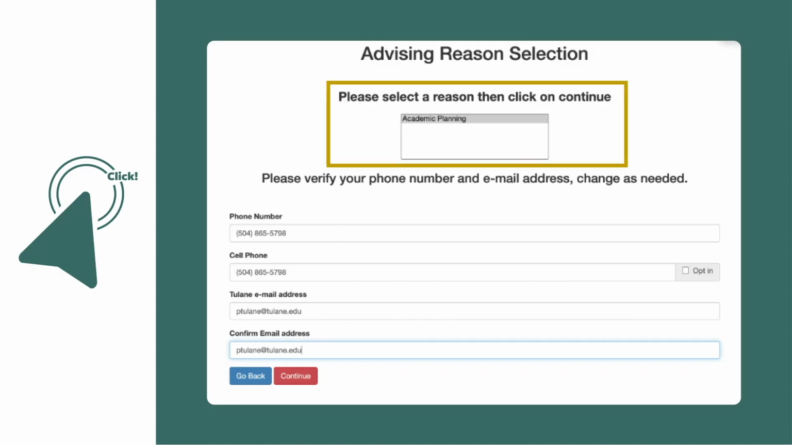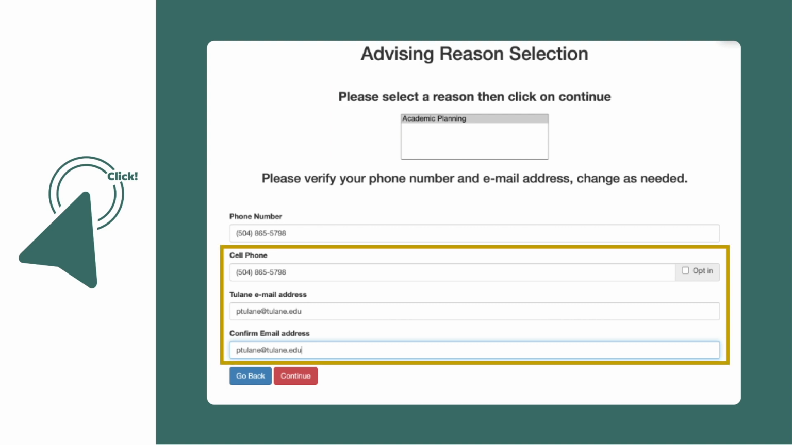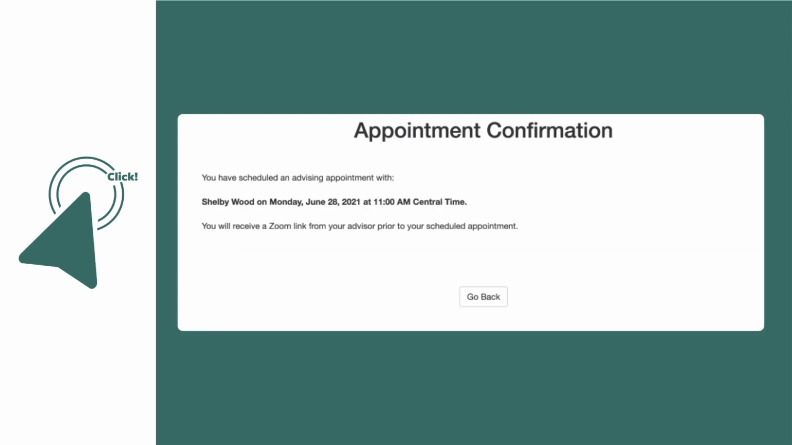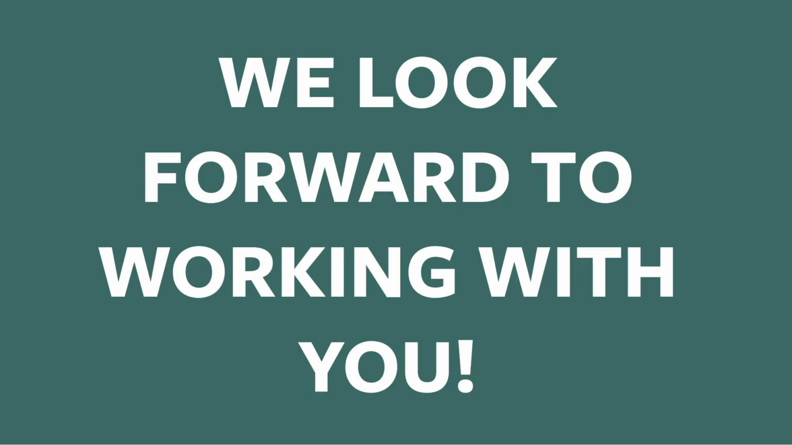Please select Academic Planning as the appointment reason code and confirm your cell phone number and Tulane email address. Click Continue and you're all set. You will receive a confirmation email with important reminders after you successfully book your advising appointment. The confirmation email will also include the Zoom link for the appointment. We are looking forward to working with you.